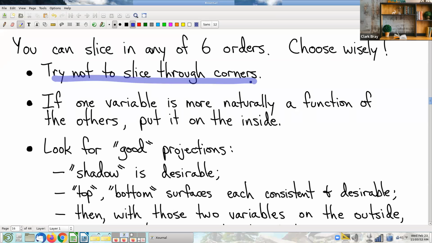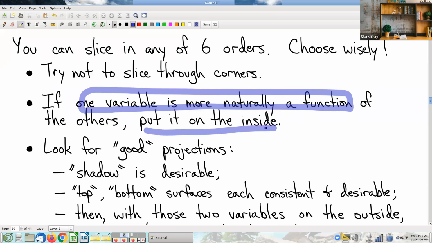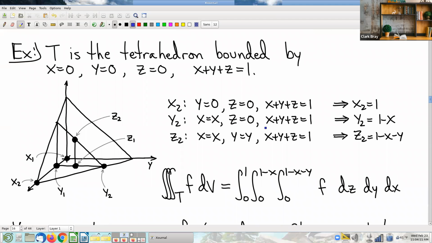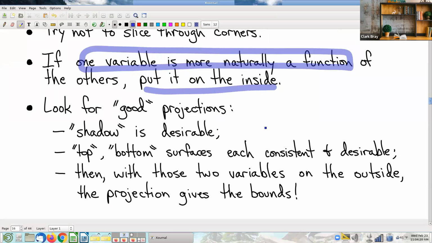And it saves you effort on writing down what is not going to be convenient later on. And then again, if one variable is more naturally a function of the other variables, put it on the inside. Now that didn't happen here. All of these variables are equally easy to solve for appropriately. But sometimes it will. And if you see that happening, oh man, much happier solving for this one, I want to think of this as the dependent variable inside.